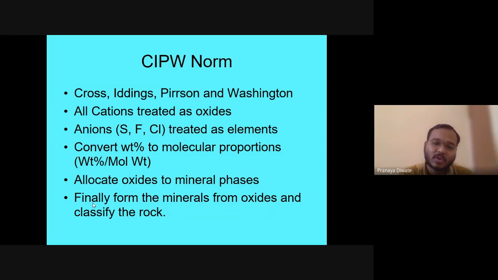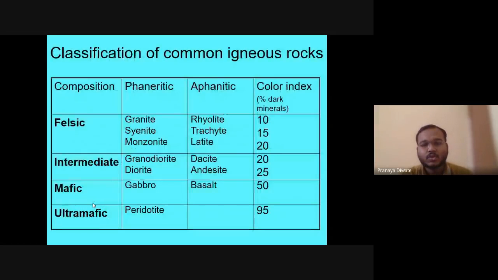Convert weight percent to the molecular proportion. Allocate your oxide to the mineral phases. Finally, form the mineral from the oxide and classify the rock. So this is how your CIPW norm takes place. So you have a classification of the igneous rock. This is a common igneous rock we have.